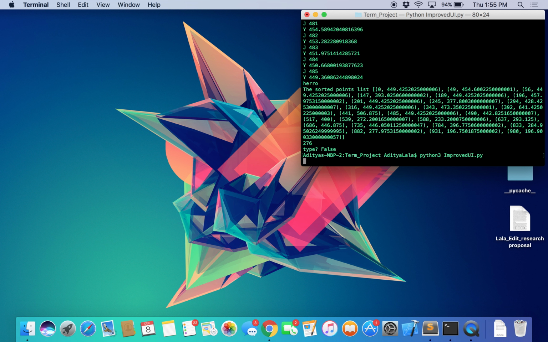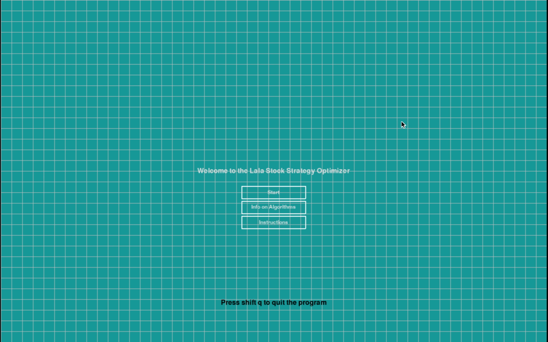Going to be going over my 15-minute hold-term project. So I made the Lala stock strategy optimizer, which basically takes in a user's stock strategy and backtests it against a constant set of historic stock price data, and it then mutates the parameters of a given strategy and continues to test it until it can find the parameters that yield the best results, which would be the highest amount of return for a stock trade. So basically, we're optimizing the trading strategy of an analyst or a trader.